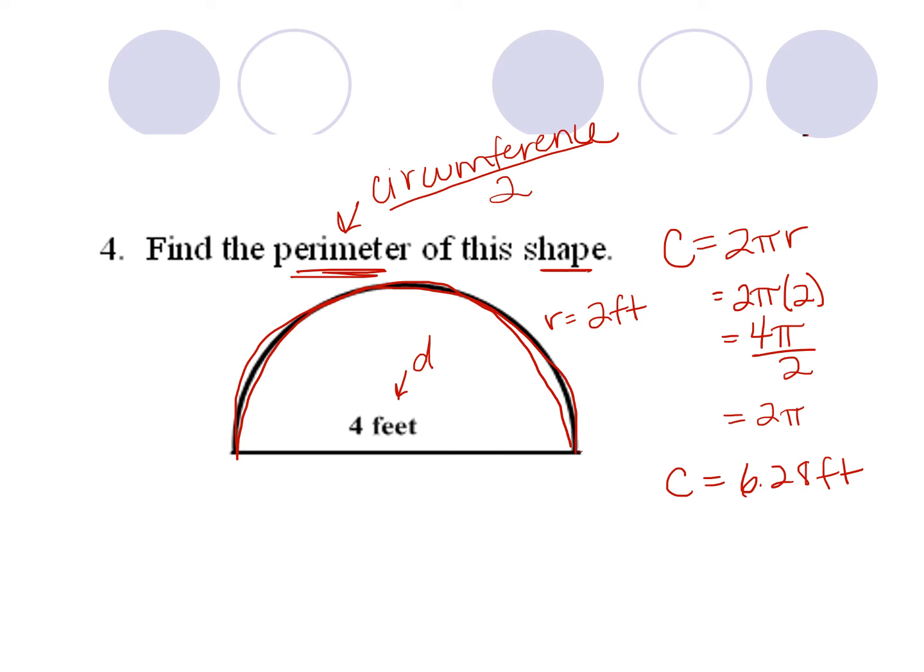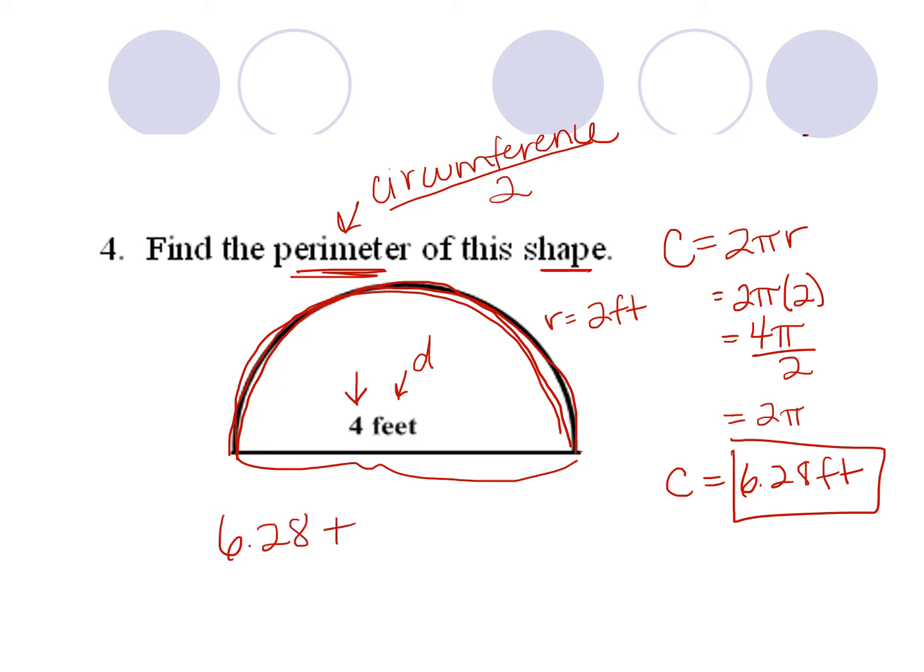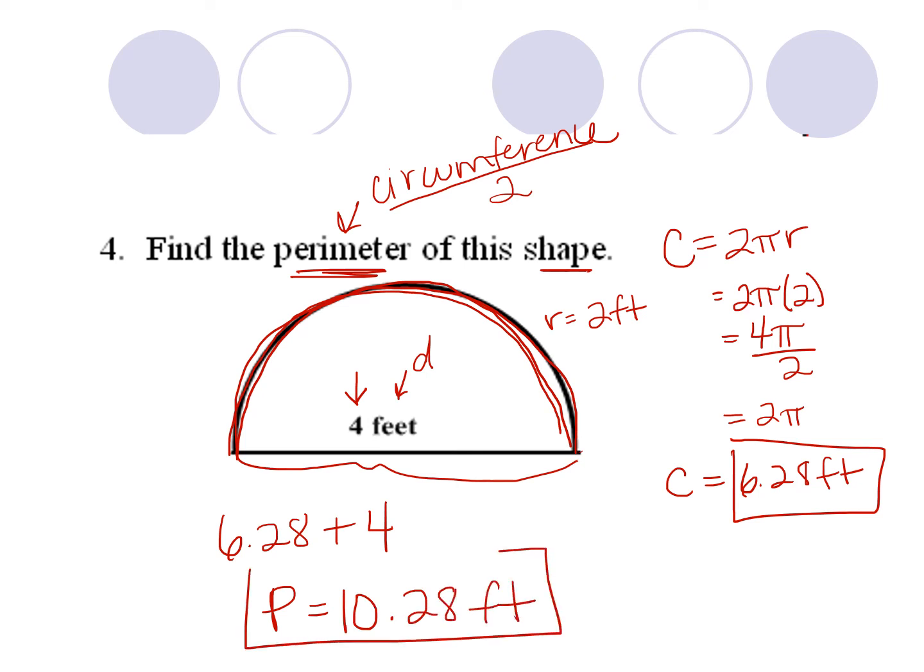We have to account for this bottom part of our shape here. We know that this top rounded part, which is half of my circumference, that's 6.28. But I have to include this 4 feet on the bottom. So when I do 6.28 and I add 4, the perimeter of this shape should come out to be 10.28 feet. And again, I had to know the circumference formula to help me solve this.